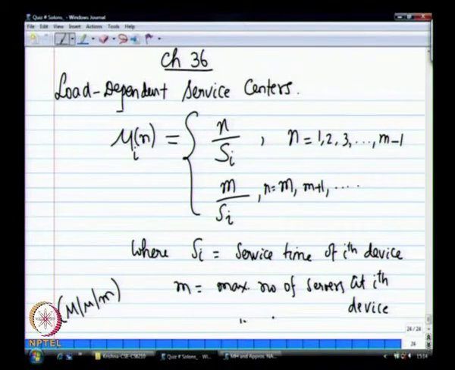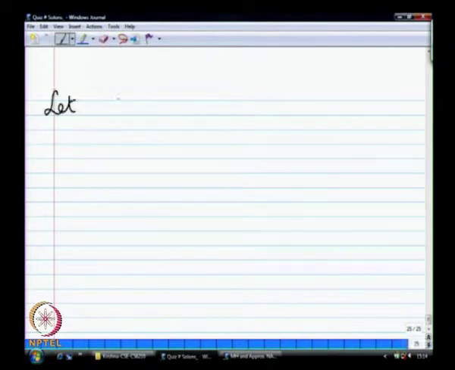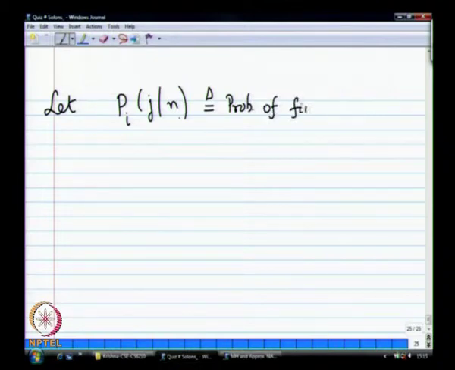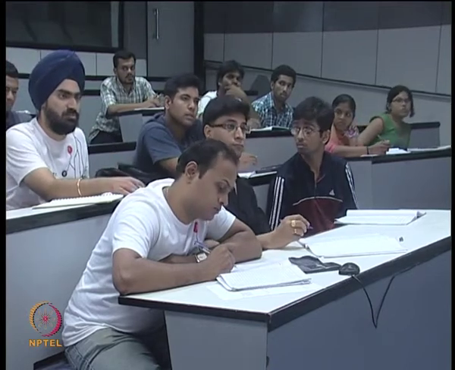Okay, so now a couple of definitions: C_i(j). This is defined as the probability of finding j jobs at Q_i. If it is M/M/3, there are 3 servers in the ith device.